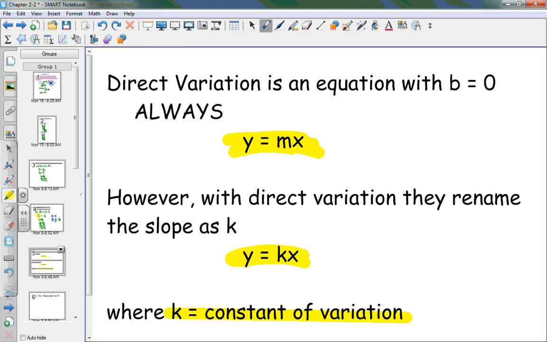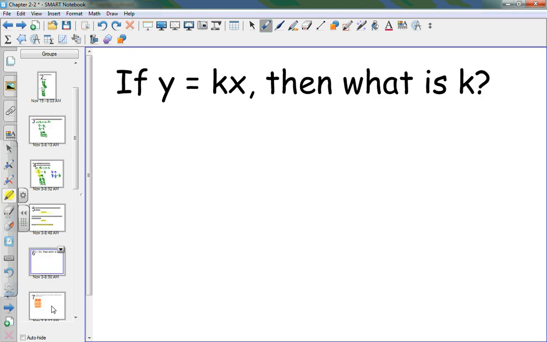You can call it m or slope in your head, but I'm going to say what is k, your constant of variation. You need to identify that and say, hey, that's just my slope, because m is what they use the majority of the time. K is only the constant of variation for direct variation. That's slope. K is slope. K is m. However, that's not what I want you to do here.